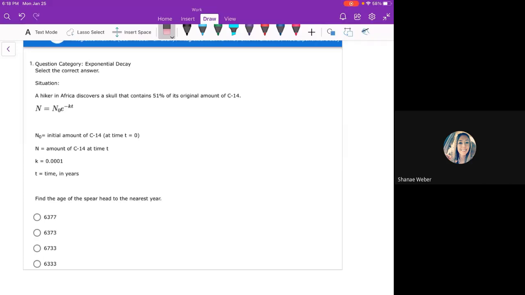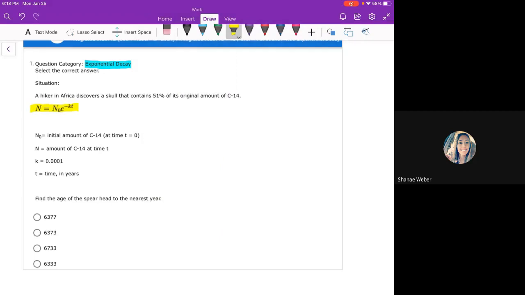Okay, so we are going over an example of exponential decay. This is just one of the problems off of your quiz, and most of the problems look very similar to this. The situation is a hiker in Africa discovers a skull that contains 51% of its original amount of C14.